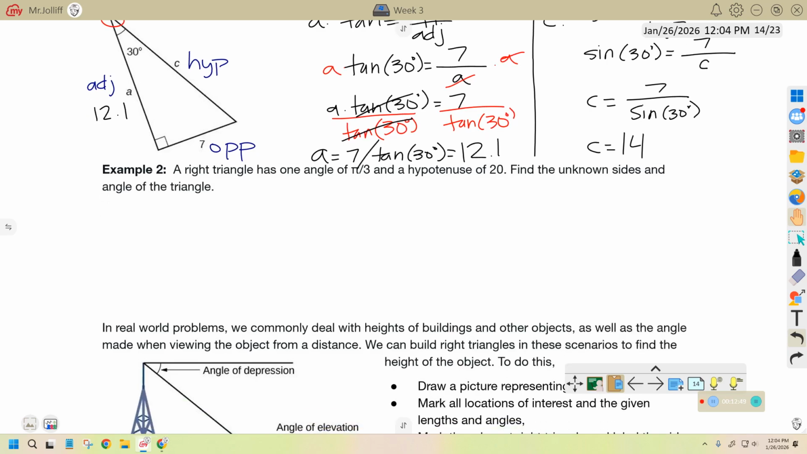Example 2 says a right triangle has one angle of pi over 3 and a hypotenuse of 20. Find the unknown sides and missing angle of the triangle. So, suggestions on what I should do first. Yeah, let's draw a picture. I don't have anything to label, so we're going to draw a right triangle. It is not to scale because I have trouble drawing with a pen on the board.